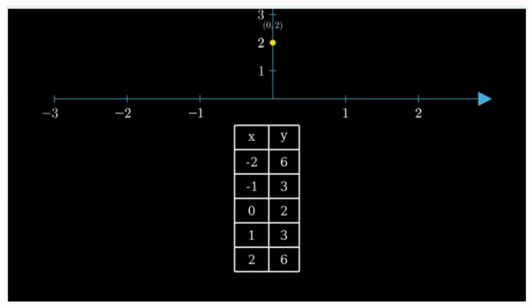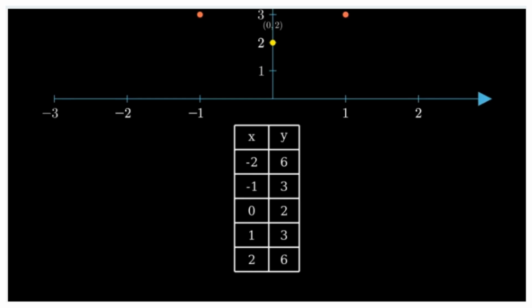When x equals -2, y equals -2 squared plus 2, which is 6. So we plot the point -2, 6. When x equals -1, y equals 3, giving us the point -1, 3. When x equals 1, y equals 3, giving us 1, 3. And when x equals 2, y equals 6, giving us 2, 6.